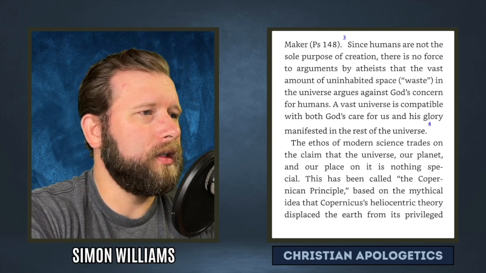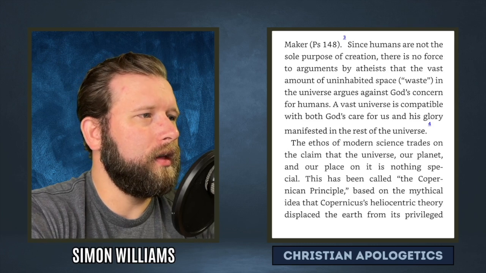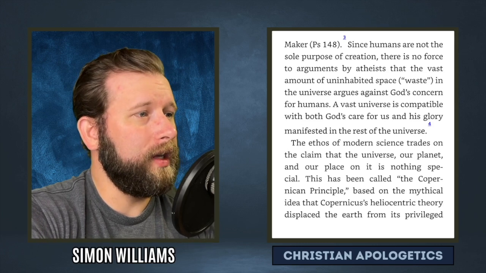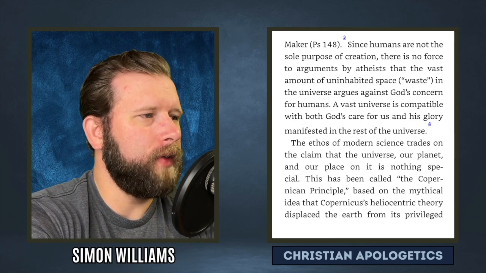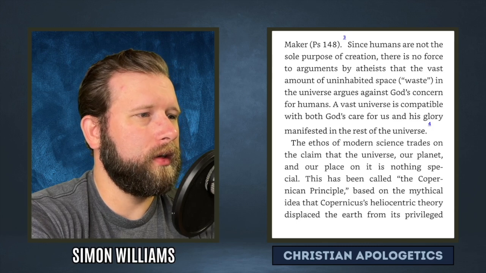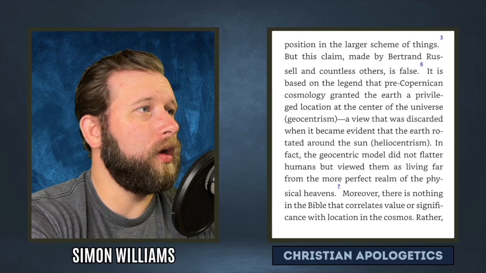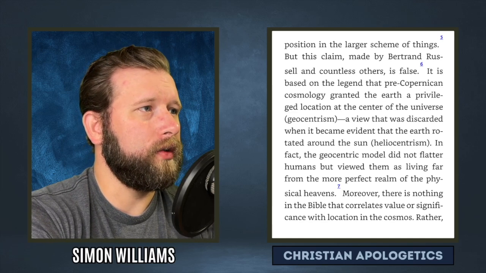Anyway, Groothuis continues. The echoes of modern science trades on the claim that the universe, our planet, and our place on it is nothing special. This has been called the Copernican principle, based on the mythical idea that Copernicus's heliocentric theory displaced the Earth from its privileged position in the larger scheme of things. But this claim, made by Bertrand Russell and countless others, is false.